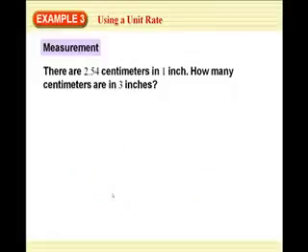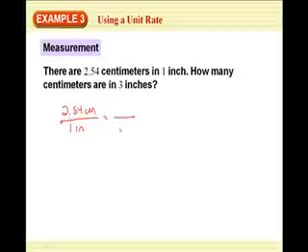Okay, so we can use this in measurements also. There are 2.54 centimeters in 1 inch. So right away you can write that as a ratio. 2.54 centimeters in 1 inch. How many centimeters are in 3 inches? Well, we would put inches across from inches because we have to be consistent, and then the how many, that would be the unknown. And actually, let's do some algebra, we would put an x there.